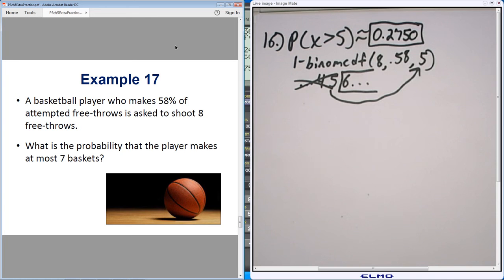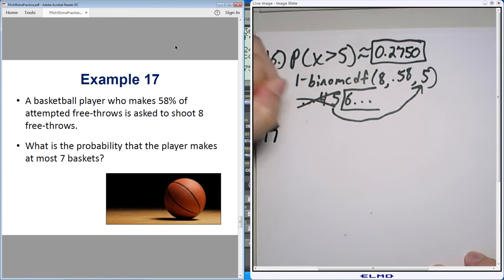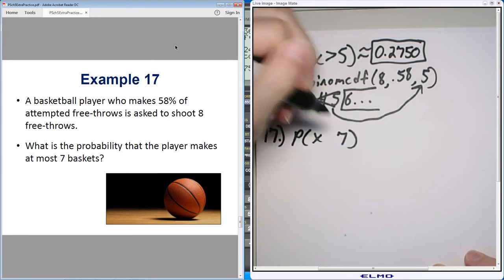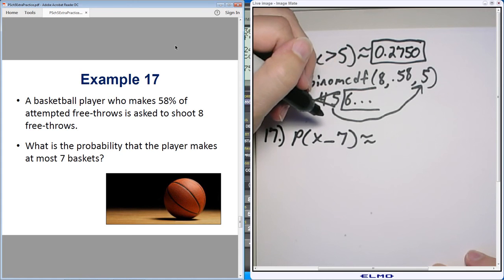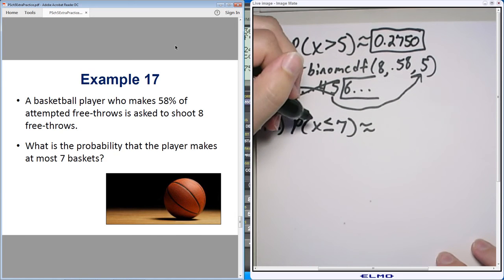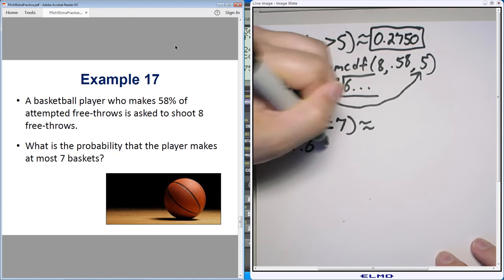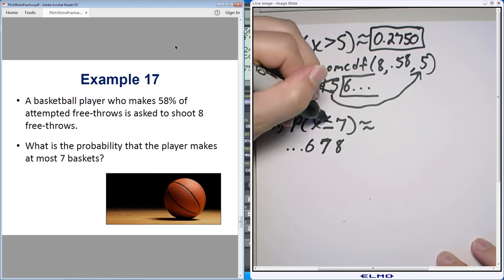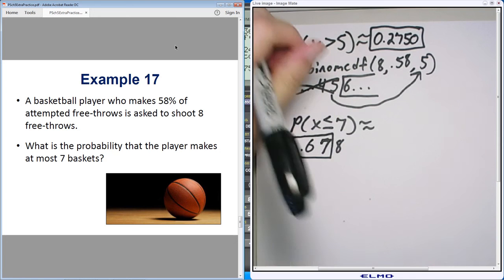Number 17. What is the probability the player makes at most 7? Probability of at most 7. Would that include 7? Sure. Would that include 8? No. So that's less than or equal to 7. Okay, let's do some numbers here. 6, 7, and 8. Less than or equal to 7 would be everything from 7 down.